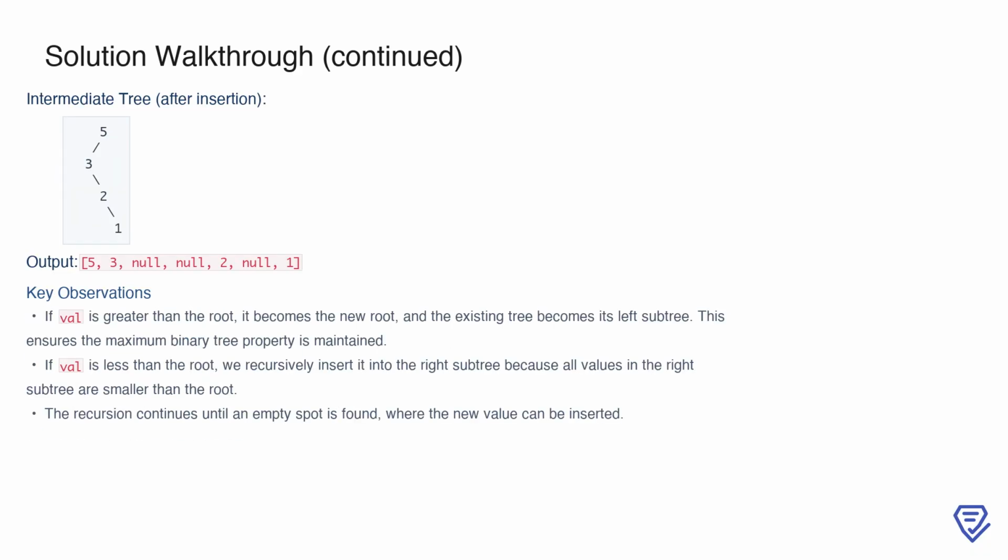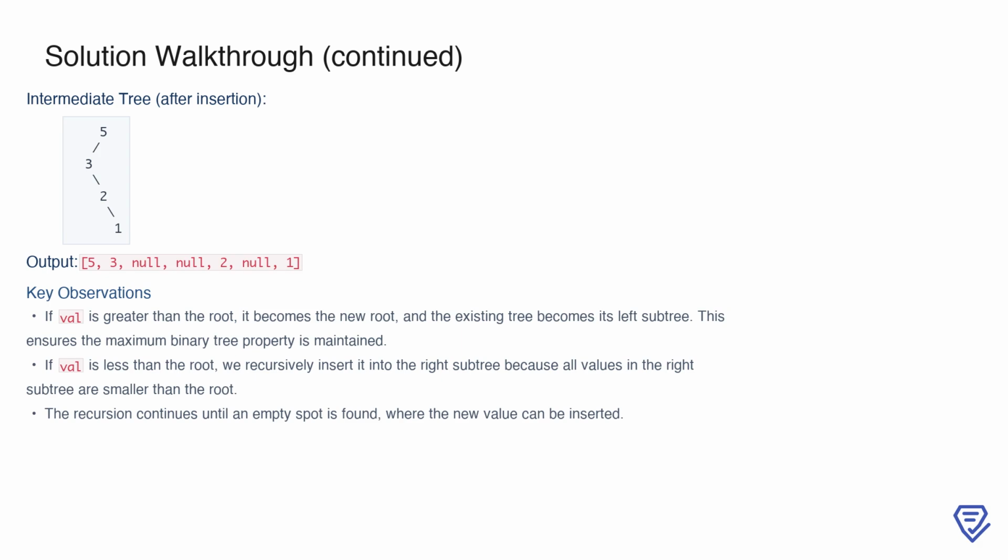After inserting the new value, the updated tree maintains the maximum binary tree properties. The root remains 5, with the left subtree still containing 3 and 2, and the new value, 1, is placed as the right child of the root. This placement ensures that all values in the right subtree are smaller than the root.